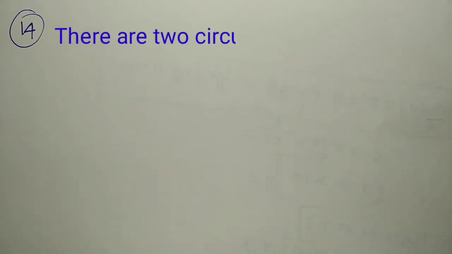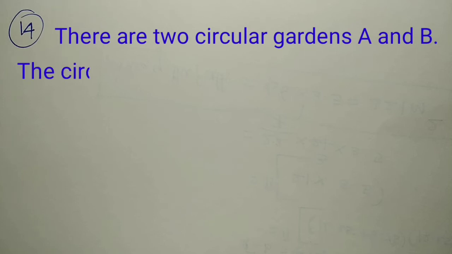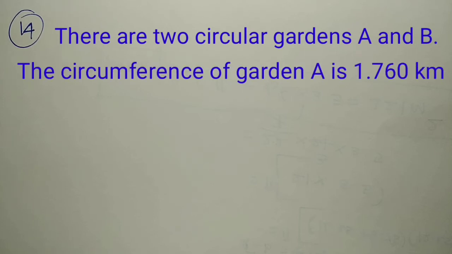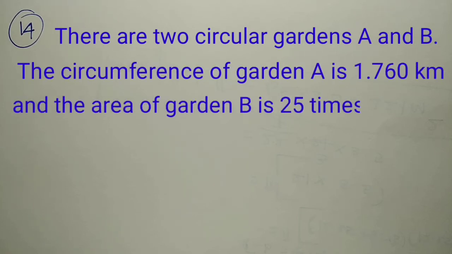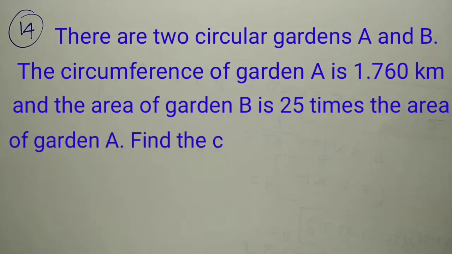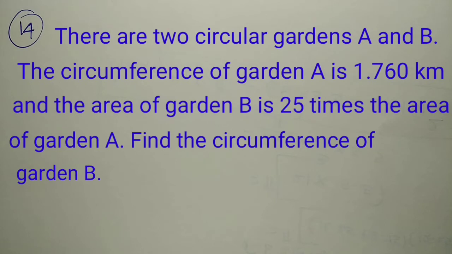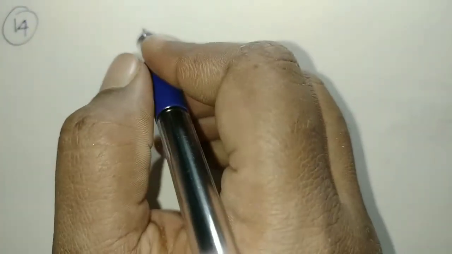Question number 14. There are two circular gardens A and B. The circumference of garden A is 1.760 km and the area of garden B is 25 times the area of garden A. Find the circumference of garden B. So what is given? Circumference of the garden A.